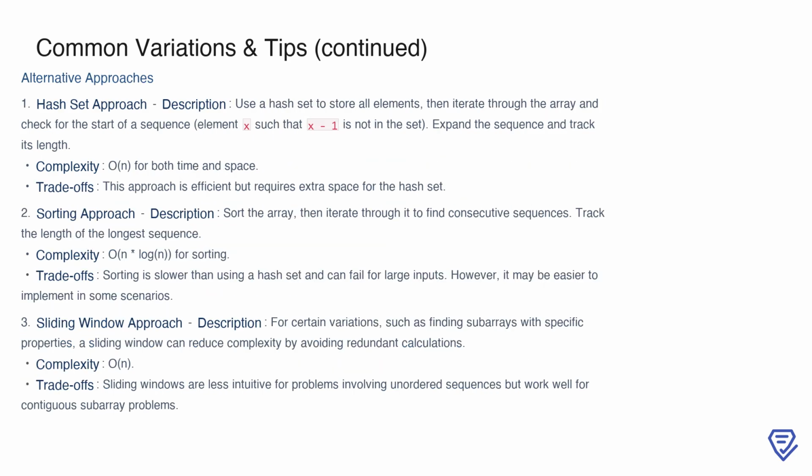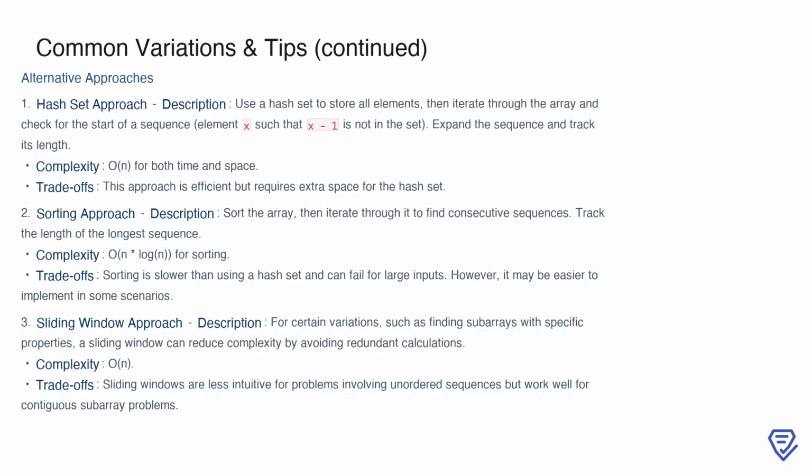There are also alternative approaches to solving this problem, each with its own trade-offs. The hash set approach is particularly effective. By storing all elements in a hash set, you can efficiently identify the start of a sequence by checking if x-1 is not in the set, then expand the sequence to calculate its length. This method runs in O(n) time and space, making it optimal for large inputs, though it does require additional memory for the hash set.